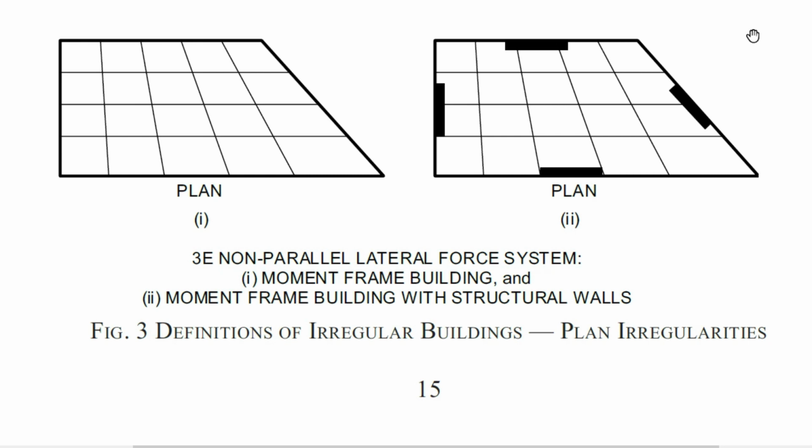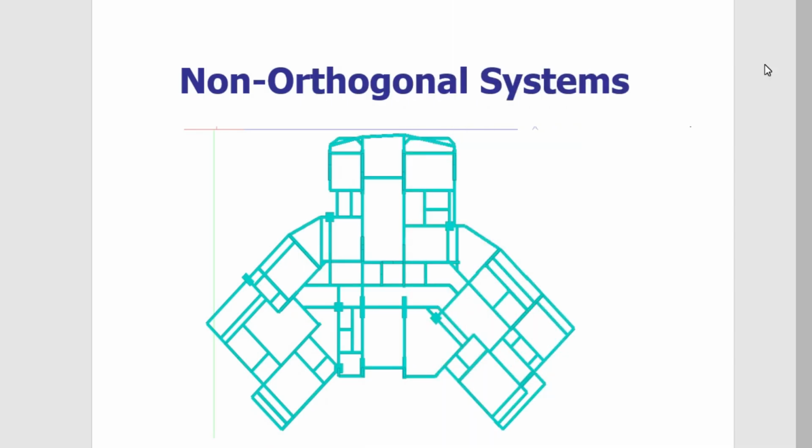In all these lateral load resisting systems, either moment frame or shear wall and moment frame, the elements are not oriented along the X and Y direction. Some of the frames are inclined to the X and Y direction. So this building is a non-orthogonal system. Here there are frames which are not along X or Y; some of the frames are inclined to either the X or Y axis.